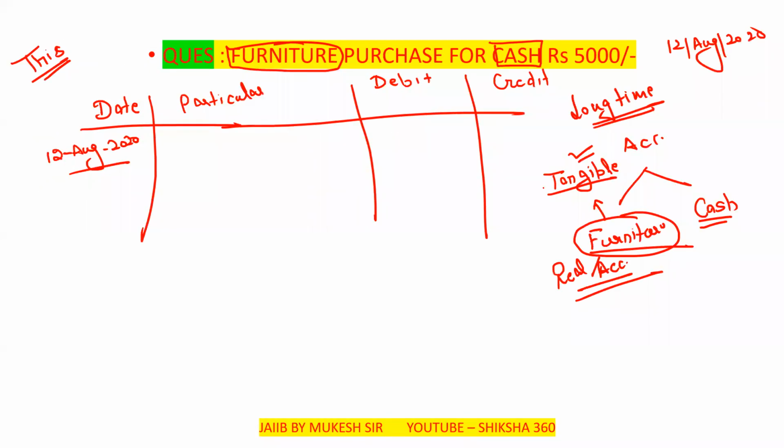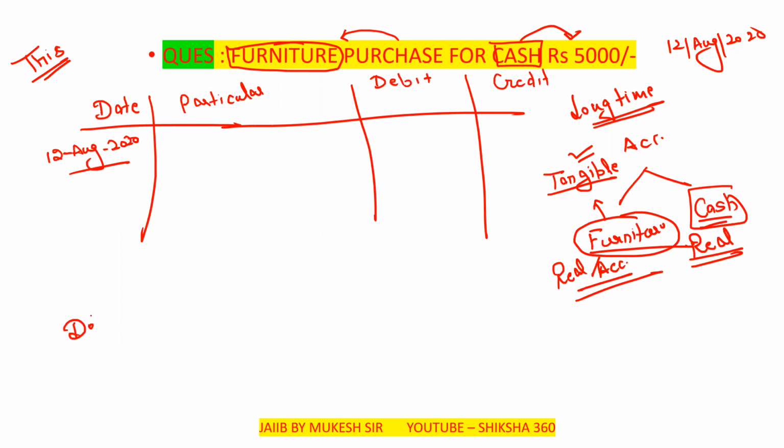So basically, when we purchase furniture, cash is to be given. Cash is also one of the real accounts. So both have to be real accounts. Clear? So what is the rule under that?